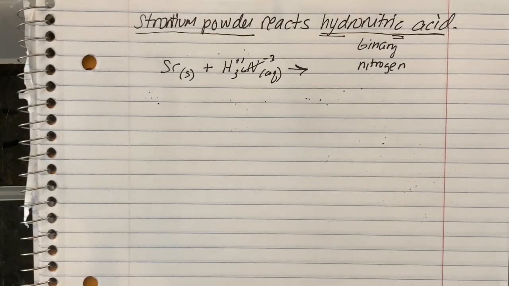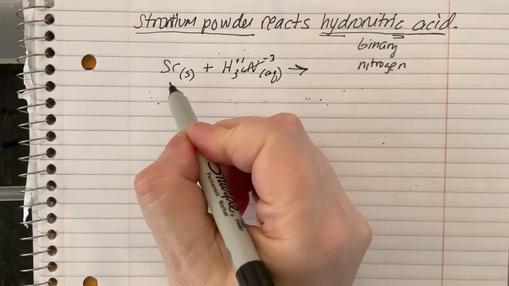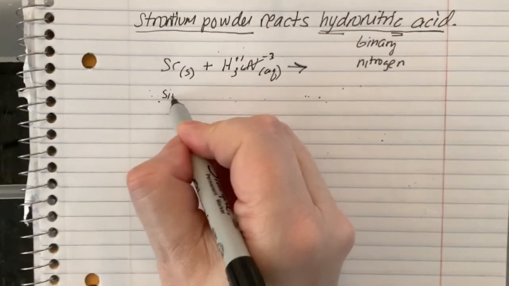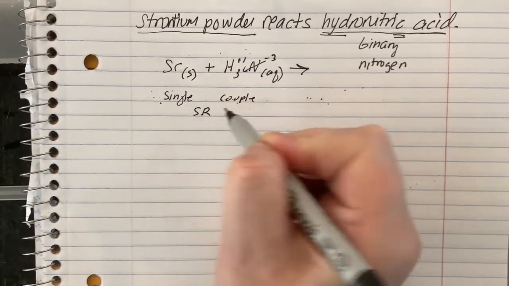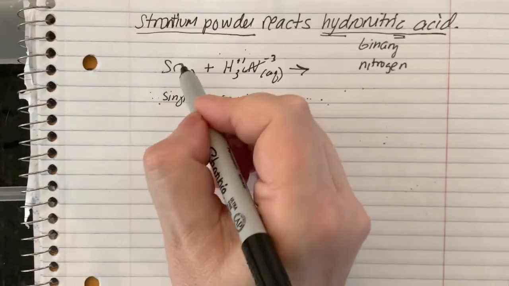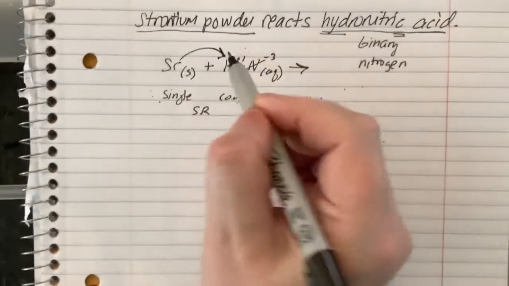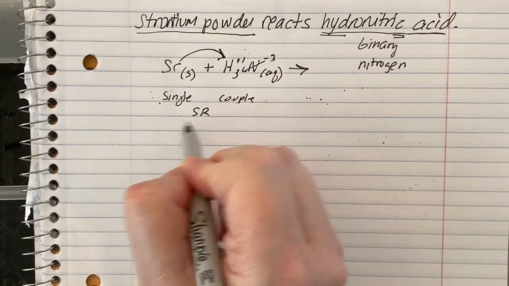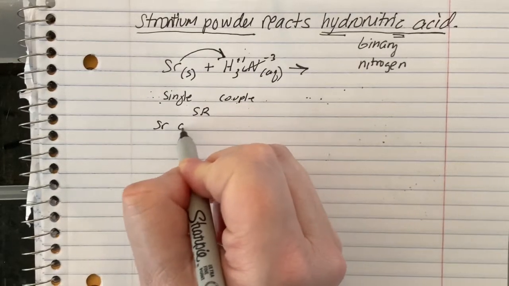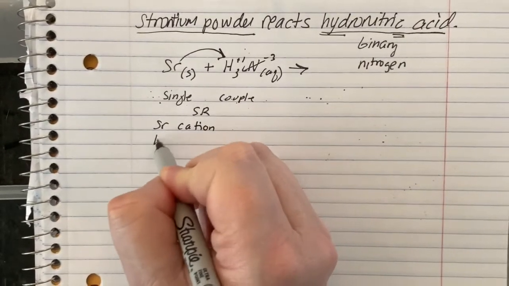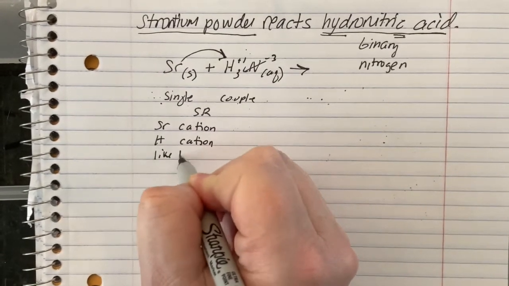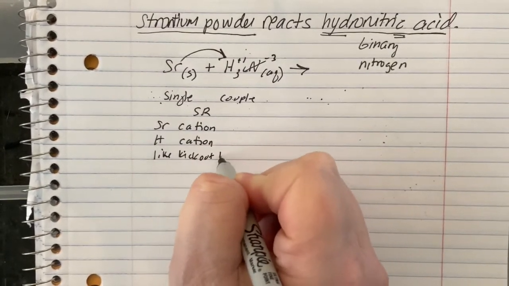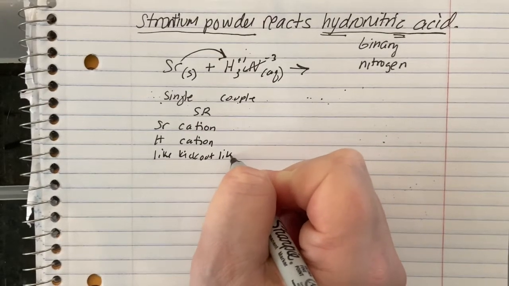So here's where I have to use that information of what's going on. I have a single and a couple. Anytime I have a single and a couple, it's a single replacement. Strontium is going to kick out hydrogen because strontium is a cation. Hydrogen is a cation. You can only kick out like. So a cation can't kick out an anion.